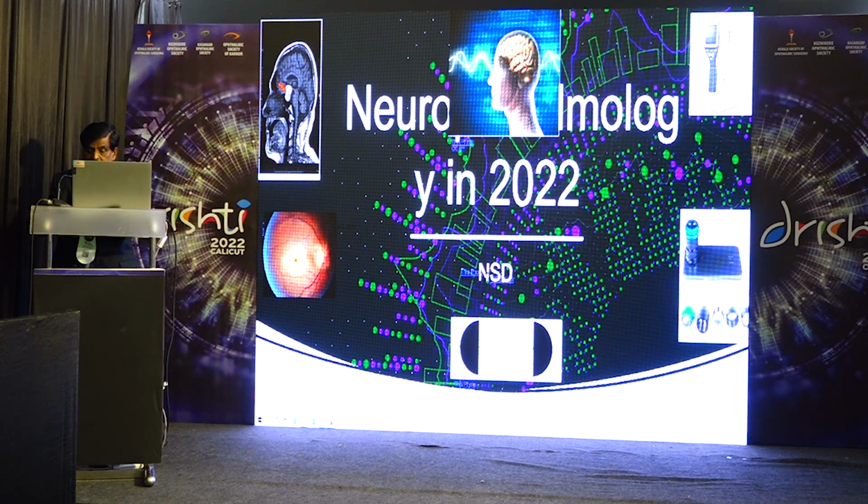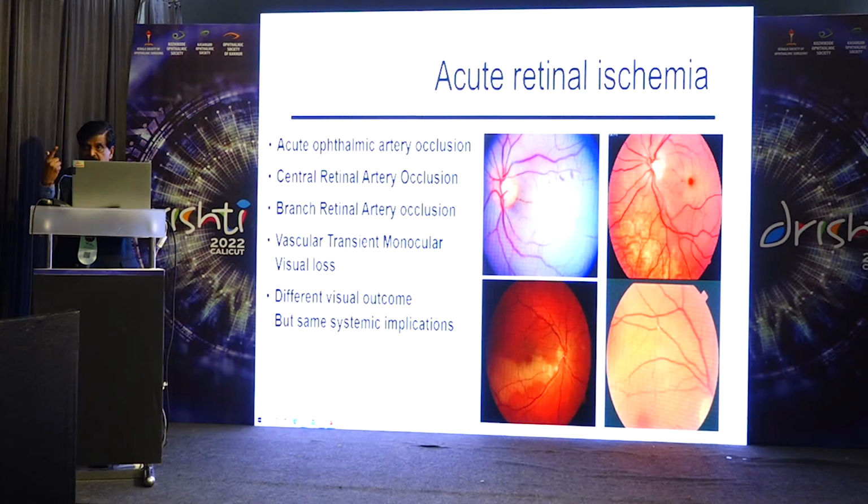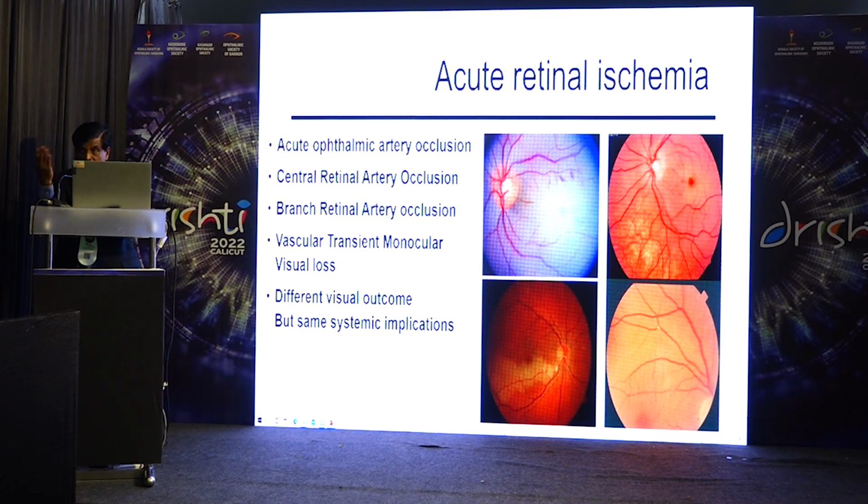So what we will do is I will pass from the globe, the retina, to the optic nerve and the visual pathway and come back to the eyeball again with the pupil and also the ocular motility disorders. So what you see there is acute retinal ischemia. As you know, the blood supply to the eye and the brain, the anterior part of the brain, are of the common source of anterior cerebral circulation. So whatever changes that you see in the retina reflects itself in the brain also.